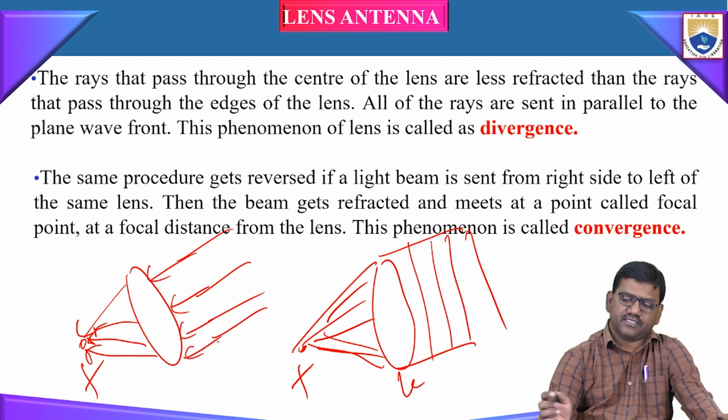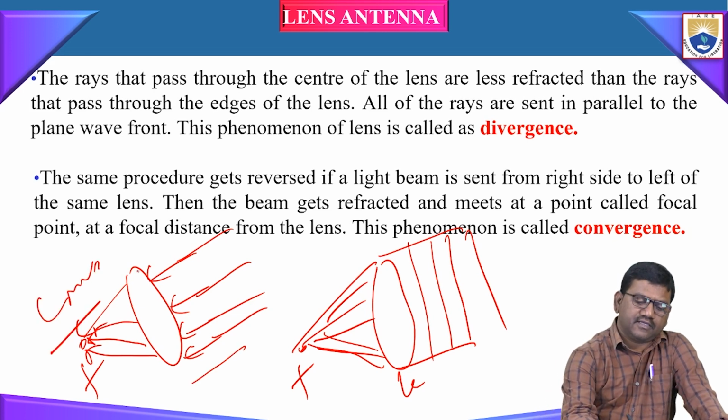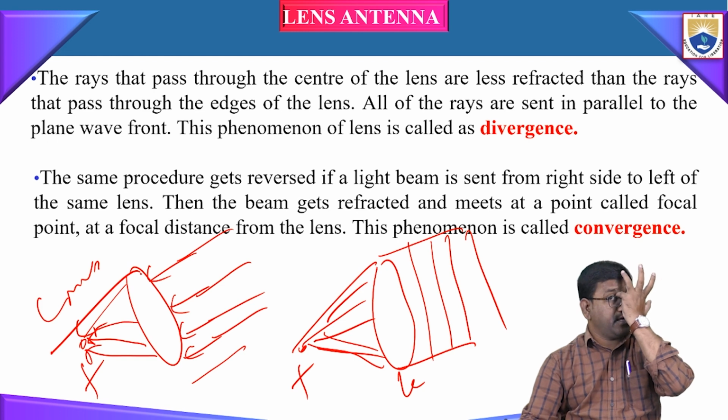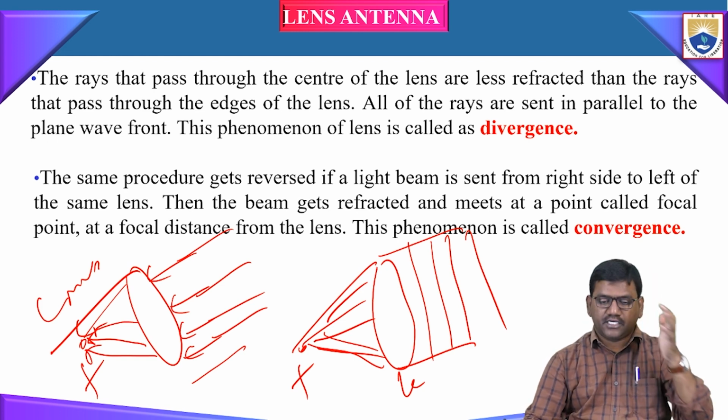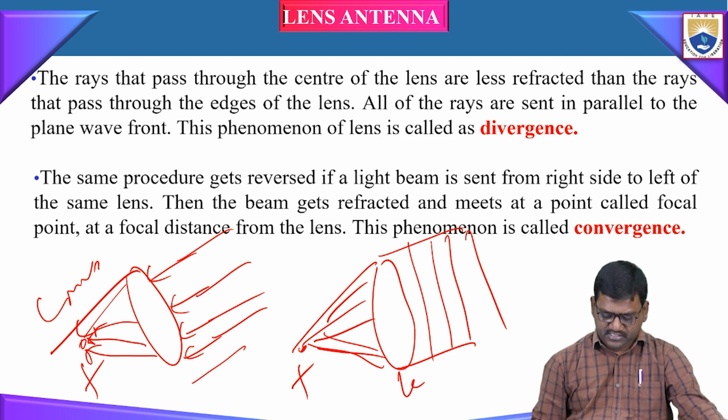Hence the name is given as convergence. All the rays are going to converge at one point, at the focal point. The same procedure gets reversed if a light beam is sent from the right side to the left of the same lens. Then the beam gets refracted and meets at a point called the focal point, at a focal distance from the lens. This phenomenon is known as convergence.